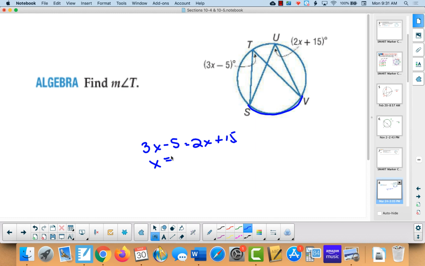And get x equals 20. And so when we plug that in for the measure of angle T, we get 3 times 20 minus 5, which is 55 degrees. We can check that to make sure that we did our algebra correctly by plugging that 20 in here. So we get 40 plus 15, which is also 55. So we did make angle T and angle U congruent to each other because they intercept the same arc. We did not need to know this arc measure in order to find those angle measures.